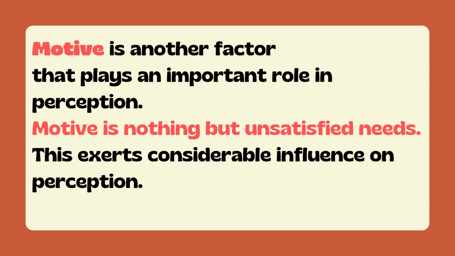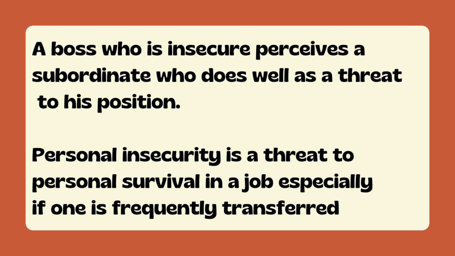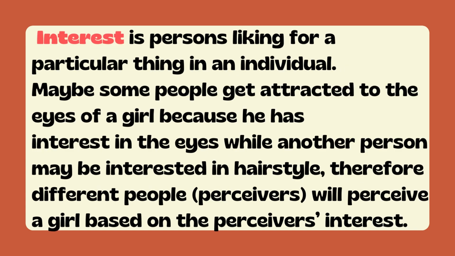Next, we have to go to motive. Motive is another factor that plays an important role in perception. Motive is nothing but unsatisfied needs. This exerts considerable influence on perception. A boss who is insecure perceives a subordinate who does well as a threat to his position. Personal insecurity is a threat to personal survival in a job, especially if one is frequently transferred.